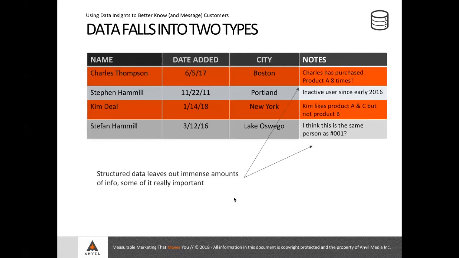For instance, Charles has purchased a product from us 8 times, but we don't have a structured way to actually keep that information in our record. Or, in this case, I'm in this record twice. I have a misspelled name in one of the rows, and the notes field is saying, you know, I think this person might actually be the guy who used to live in Portland and now lives in Lake Oswego. We just have his name wrong.